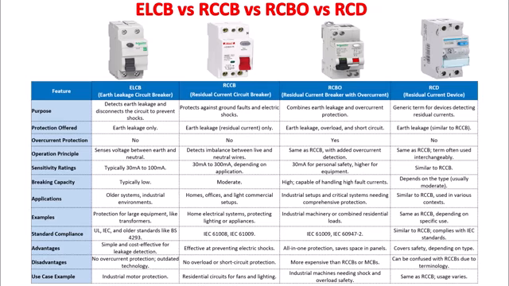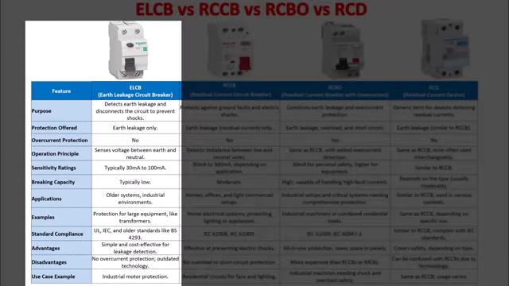First, we have the ELCB, Earth Leakage Circuit Breaker. It's an older type of safety device that trips when it detects ground leakage current through an earthing wire. Think of it as your home's shield against electric shocks. But here's the catch. ELCBs can only work if the earthing connection is perfect.